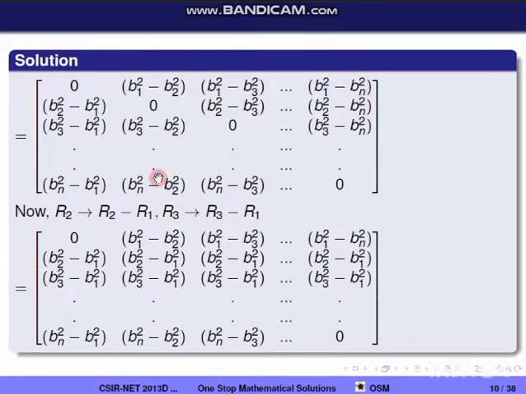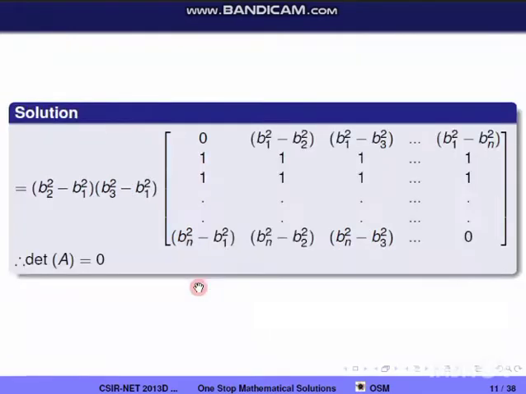Now what I am going to do is replace R2 by R2 minus R1 and R3 by R3 minus R1. So once we do that, we are getting the matrix like this. And if you look, now the second row, all the elements are same. So I am taking b2 square minus b1 square outside, and the third row I am taking b3 square minus b1 square outside. So the matrix looks like this. Now we have the second row and the third row equal. So we know if two rows are equal, then determinant is equal to 0. Therefore we got determinant A is equal to 0.